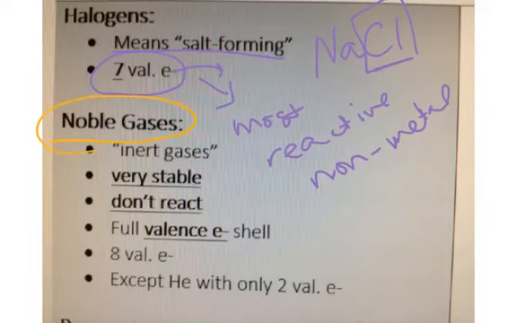As far as families go, the main one that you're going to absolutely need to know are the noble gases. What is so special about noble gases is that they are inert, which means they never react, and they are extremely stable. Why? Because they have a full valence electron shell, which means they never want to lose electrons, nor do they ever want to gain electrons. All of them have 8 valence electrons in total, except for helium, which has 2.